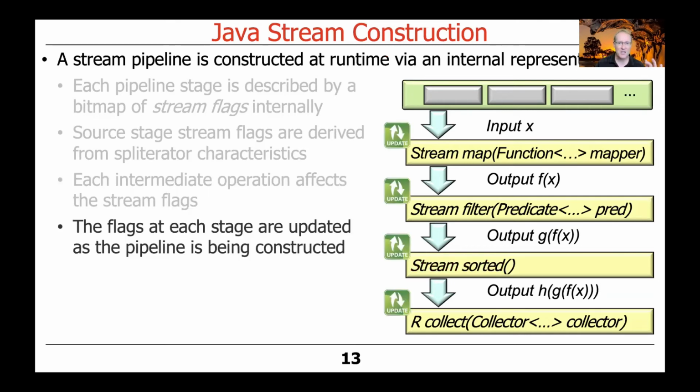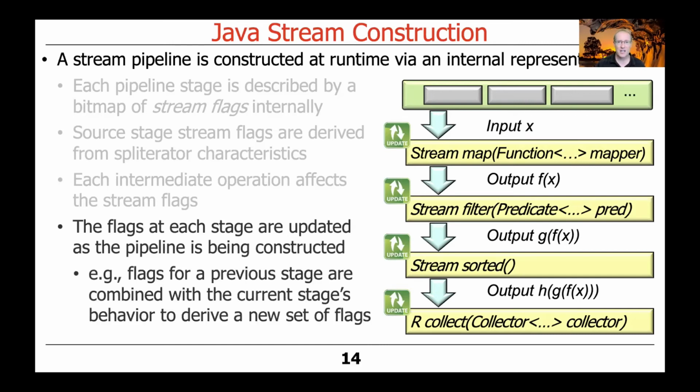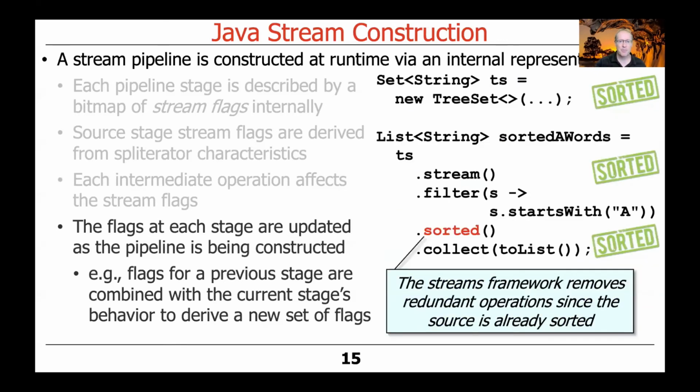Now, as the linked list is being created at runtime, the flags at each of the stages in that linked list are updated as the pipeline is being constructed to keep track of what's been set and what's been cleared. So the flags for a previous stage, for example, starting with the source, are combined with the current stage's behavior, and then that derives a new set of flags for that current stage. And that behavior propagates down through the elements in the stream.